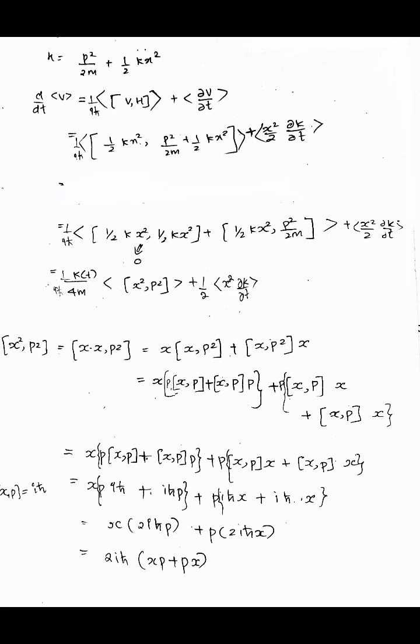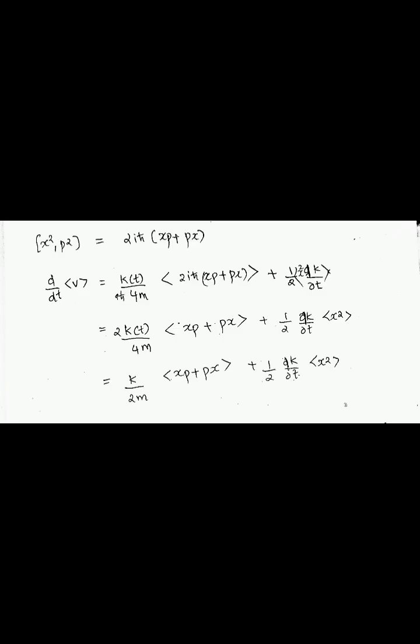This is equal to x into p into iħ, because the Poisson bracket of x comma p is equal to iħ. So we can rewrite it as x into p into iħ plus iħ p plus p into iħ x plus iħ x. This is equal to x into 2iħ p plus p into 2iħ x. This is equal to 2iħ into (xp plus px). Thus the Poisson bracket of x square comma p square is equal to 2iħ (xp plus px).